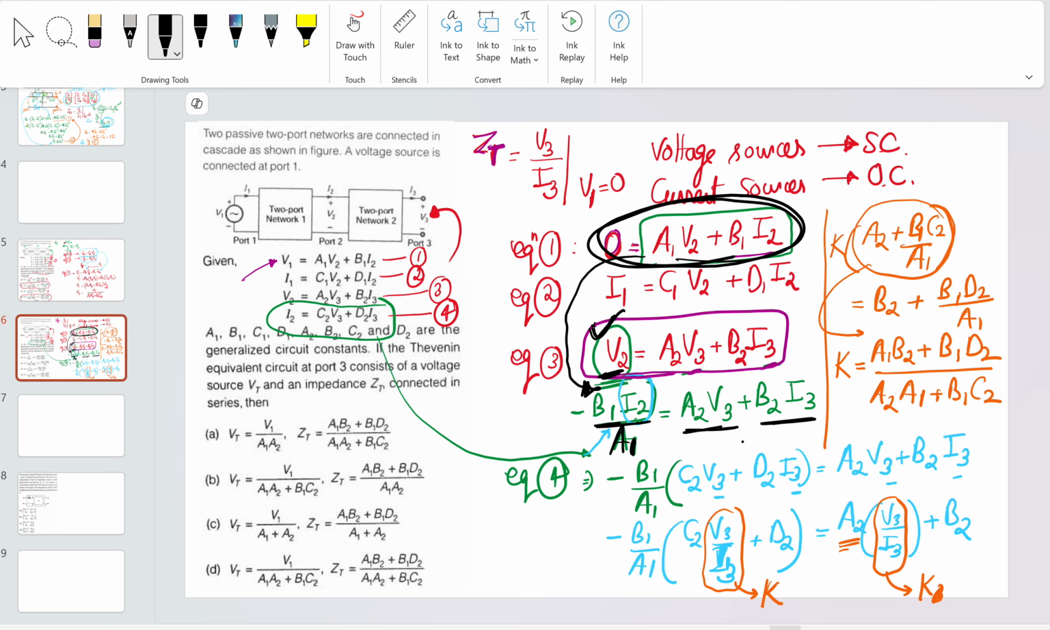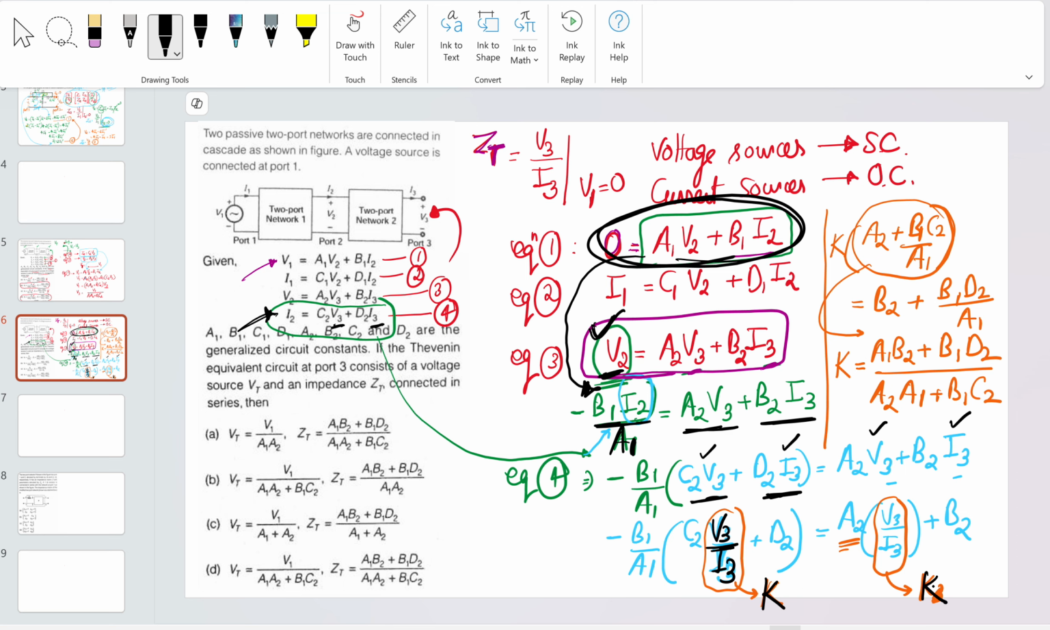Now we have kept equation number 4 because it is in terms of I2, I2 in terms of V3 and I3. So we have kept the value of I2, which was equal to C2 V3 plus D2 I3. We have got all the equation terms in V3 and I3. We divided by I3, so here we have got the ratio of V3 and I3, which we have assumed is equal to K.